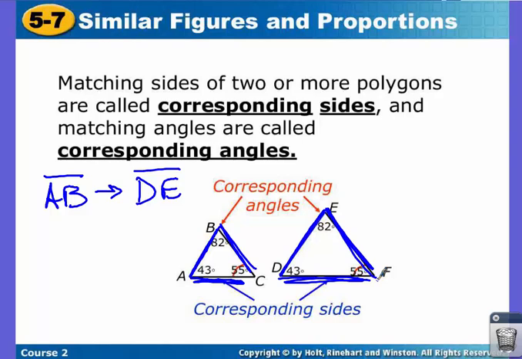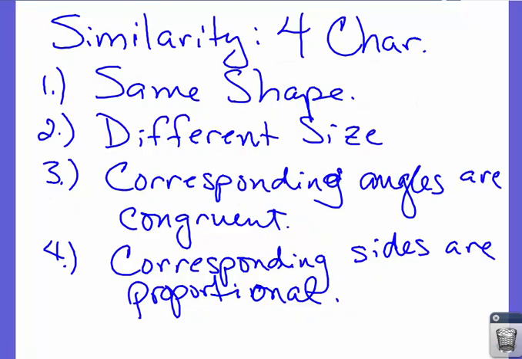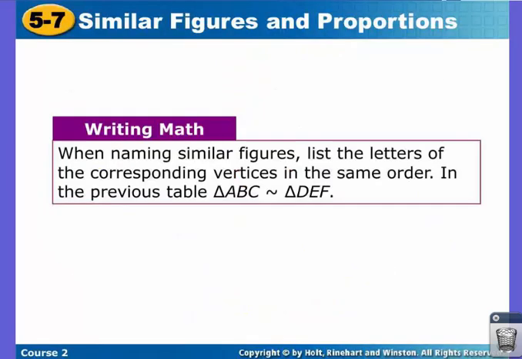Now, one of the things that we need to understand about those is they do have to meet certain conditions. Corresponding angles must be congruent or equal, and corresponding sides are proportional. So we'll get into the proportional part here in just a few moments. Okay, so let's move on.